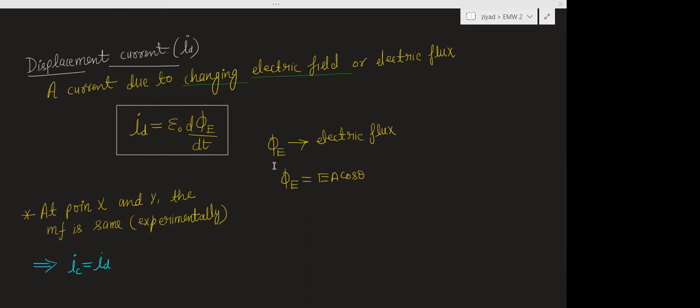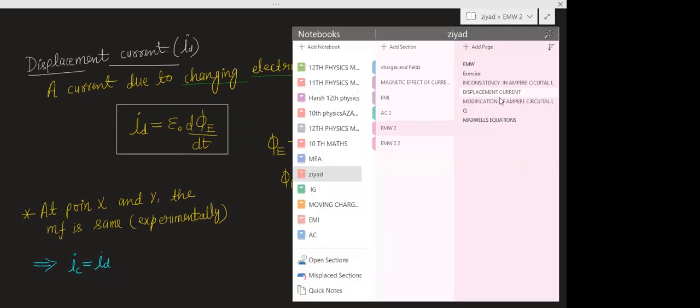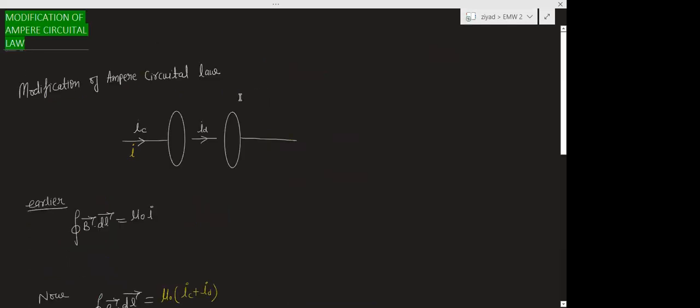So this is the electric flux I have told you in electrostatics. E is the electric field, A is the area, cos theta. Theta is the angle between the electric field vector and the area vector. Remember this point, conduction current is always equal to the displacement current. And write on this also, modification of Ampere circuital law.